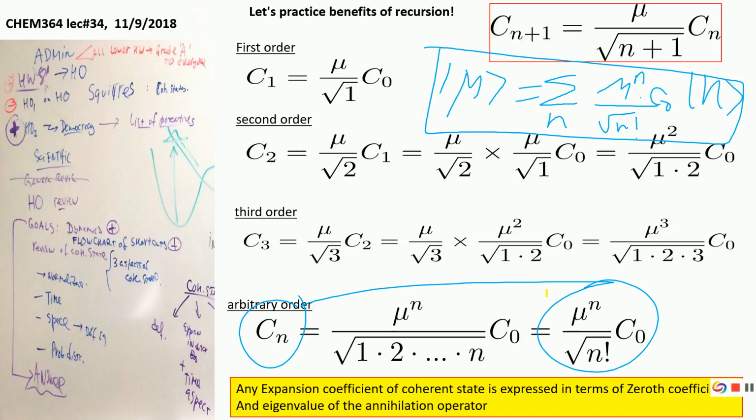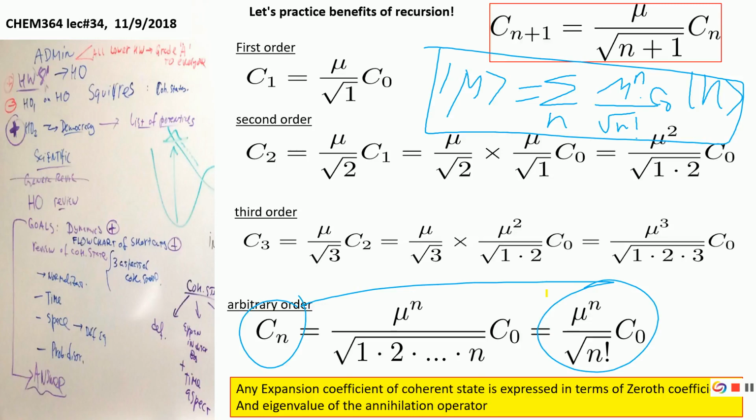So we need only the knowledge of the lowest expansion coefficient C0, and then one can run this recursion procedure and get expansion coefficients of each one of those. The third is mu over square root of 3 times C2. And C2 is already known as mu squared over square root of 1 times 2, C0. And then we put it all together. We get mu cubed over square root of 1 times 2 times 3, C0. So 3 here, 3 there.